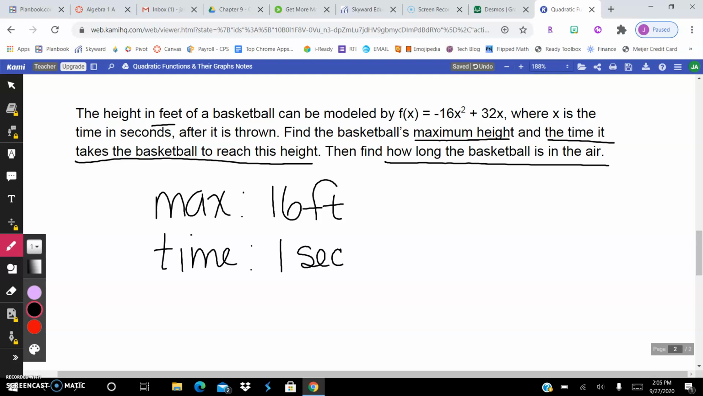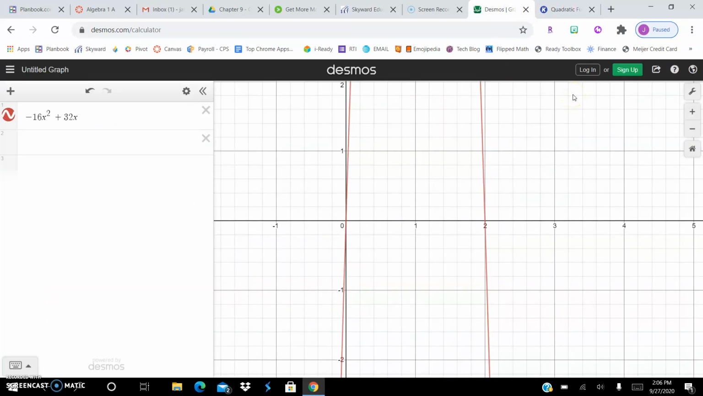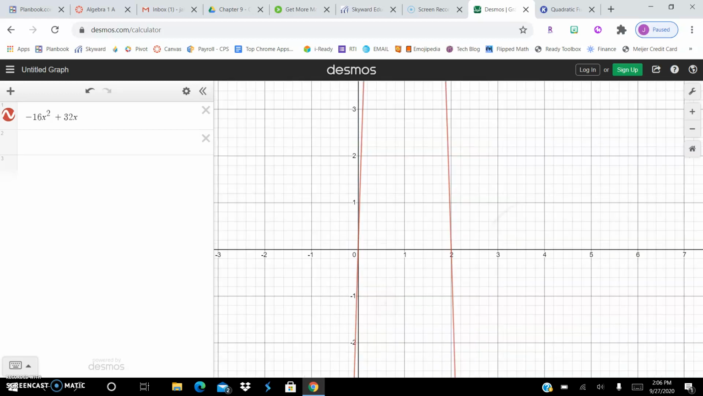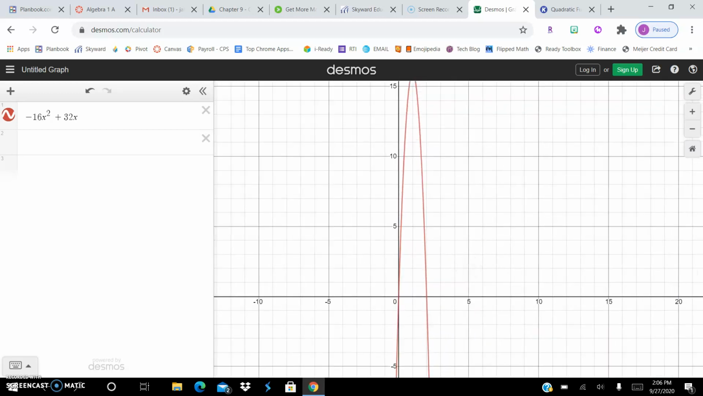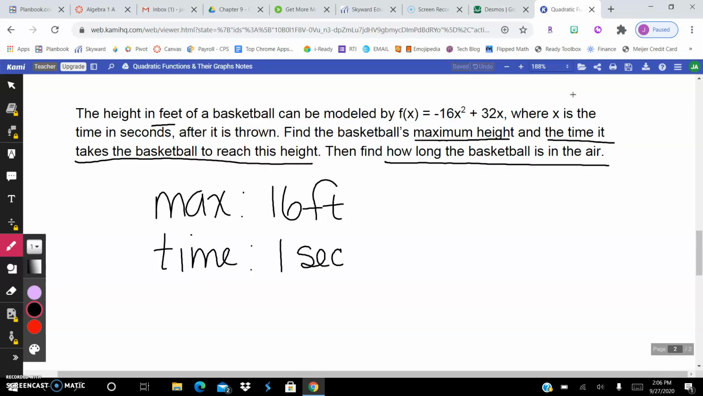And then how long was it in the air for total? If we go back and look at our graph, you can see it went up at 0, and the x-axis represents the ground. So it went up all the way up there, and then it comes back down and it hits the ground at 2. So it was in the air for a total of 2 seconds. 2 seconds in air.